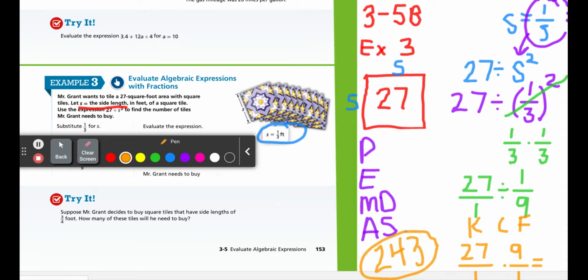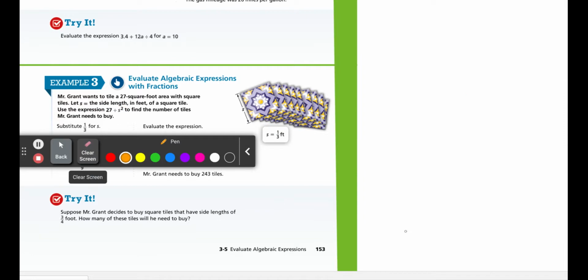So that means that Mr. Grant would need 243 tiles that each have a side length of 1/3 of a foot. Let's look at this try it question. Suppose Mr. Grant decides to buy square tiles that have side lengths of 3/4 a foot. How many of these tiles will he need to buy? Okay, so now we're letting S equal 3/4 a foot.